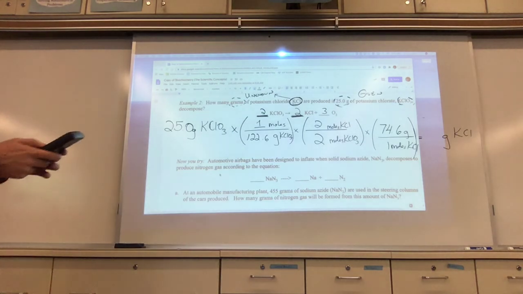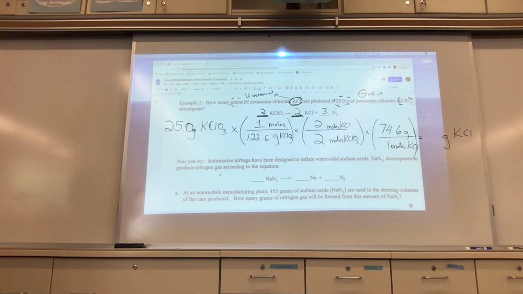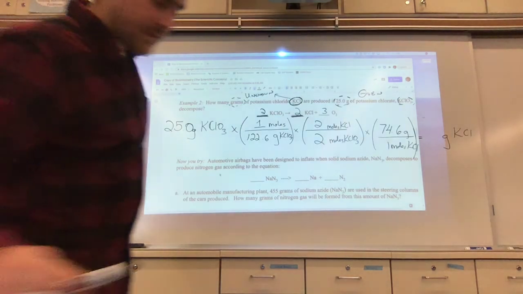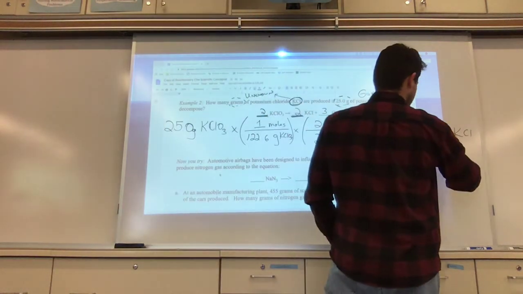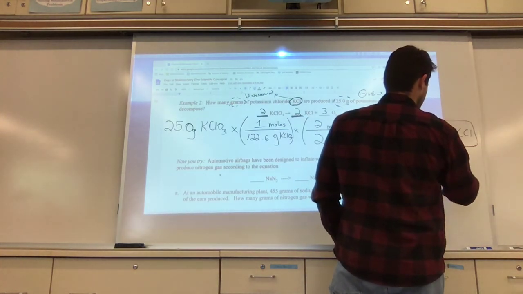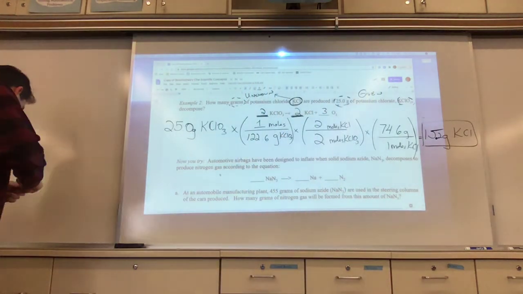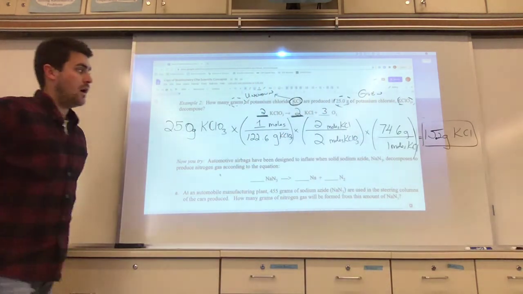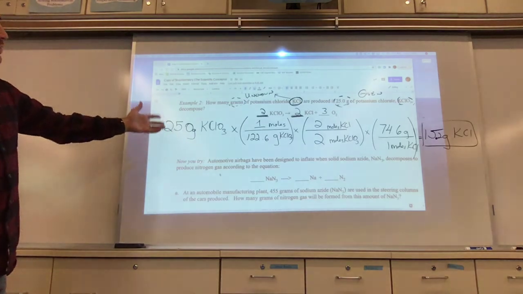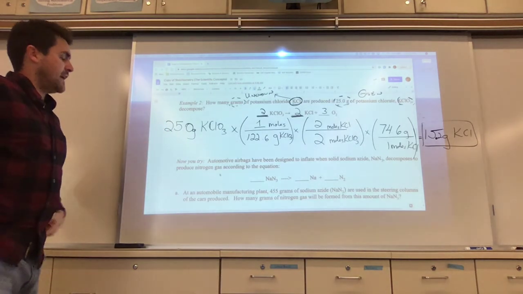And just like that, if I typed it in right, folks, goodness gracious, I end up with 15.2 grams, 15.2 grams of KCl as a result of the reaction with 25 grams of potassium chlorate.